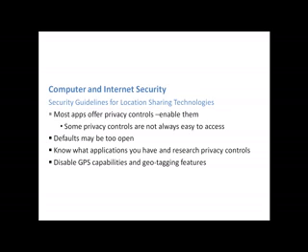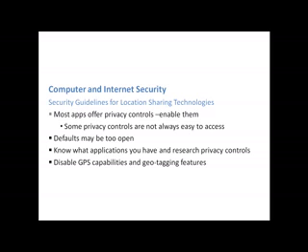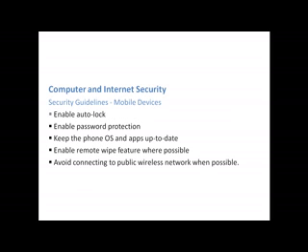So know what application you have and research privacy control. Disable GPS capabilities and geotagging features. So you are the user of your device. You are sure if you want to use the location sharing or if there is no need for you to use it. There are some applications which need location sharing to be on, and sometimes you don't need to use location sharing. It's up to you to control, to turn on or to turn off.